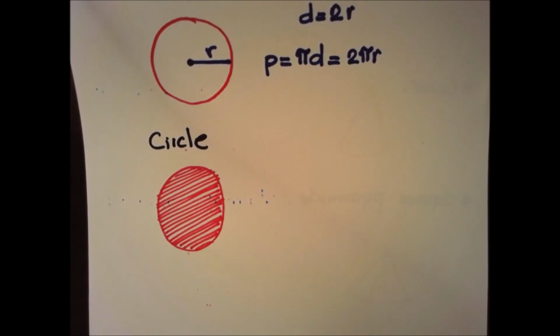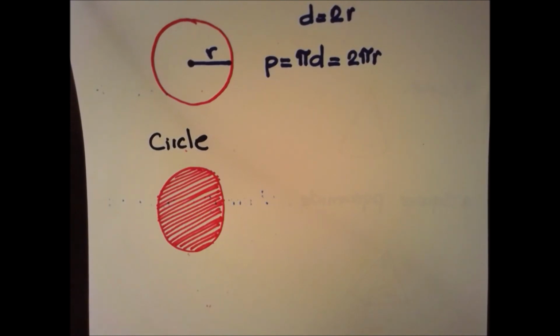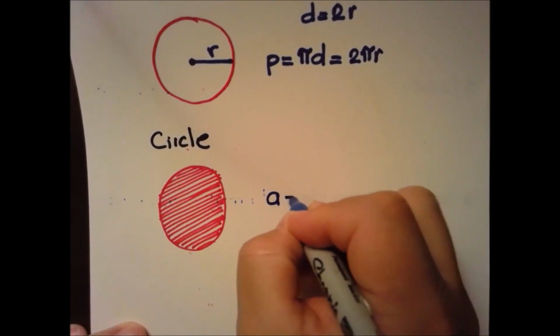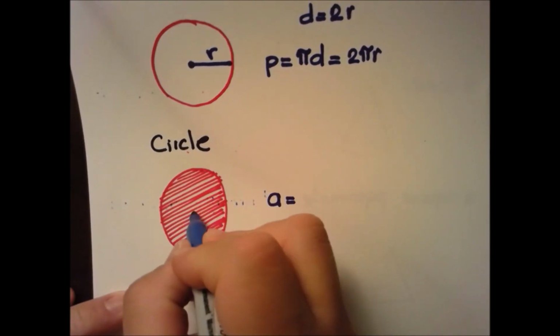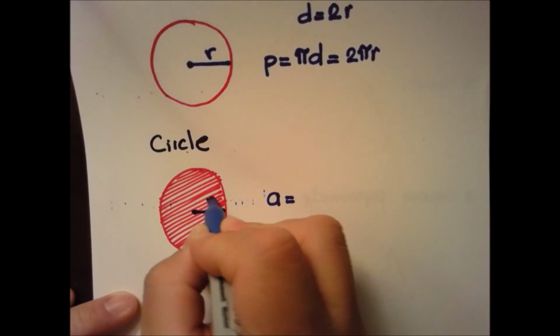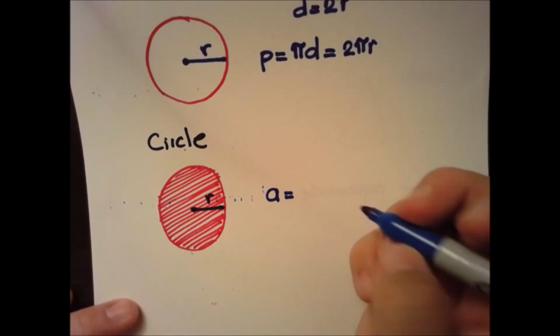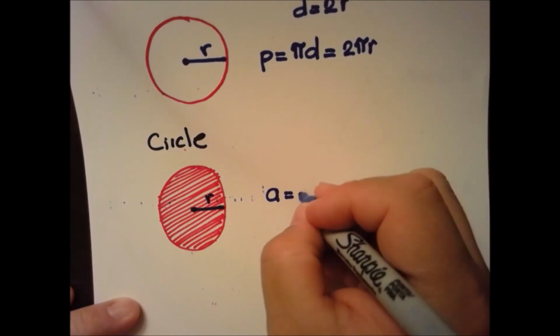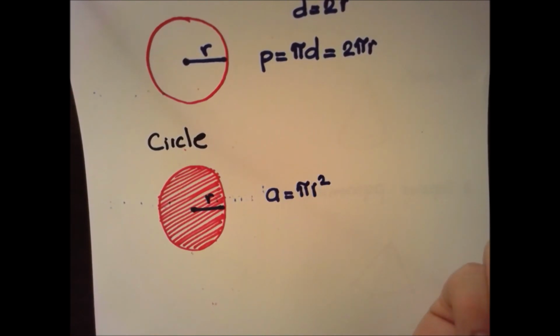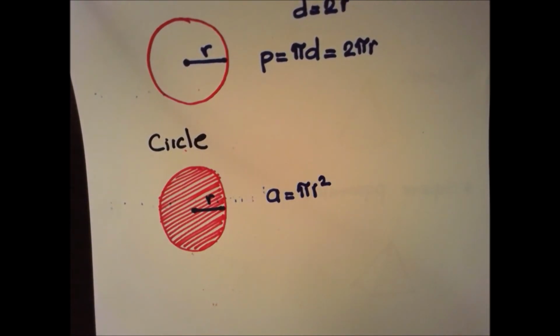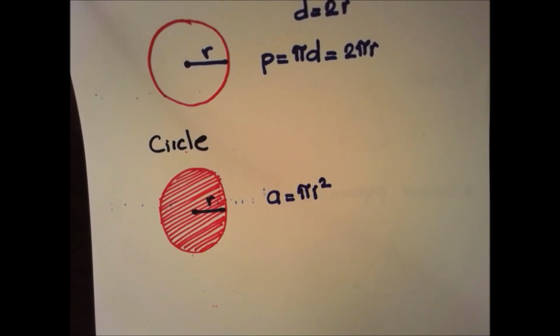And the area of the circle is going to be calculated by, well, what is the first element that I need to know? Again, it's going to be the radius. So the area is pi times the squared radius. This is the circle formula to calculate the area.